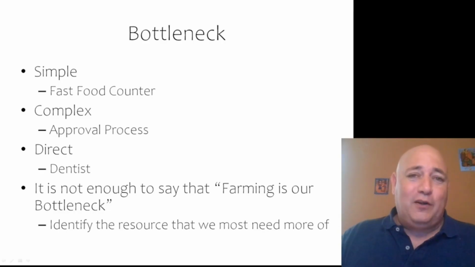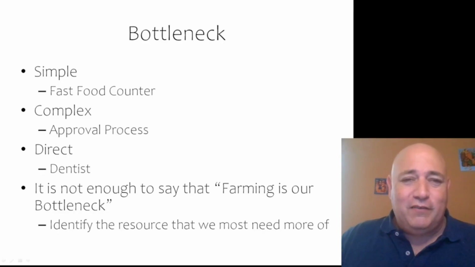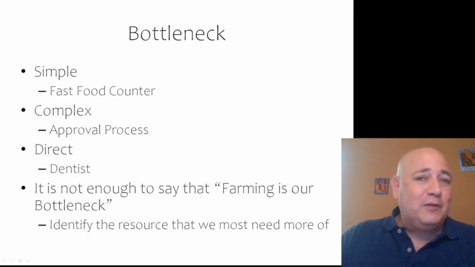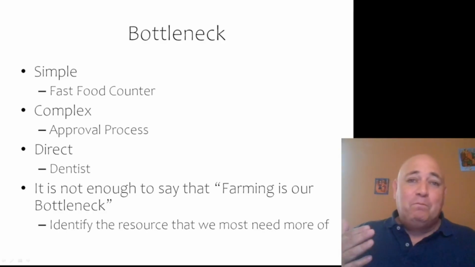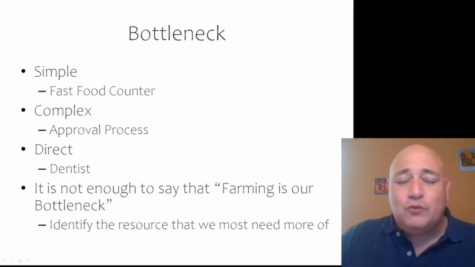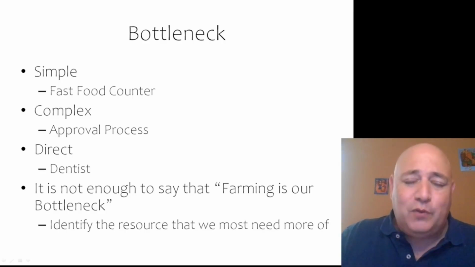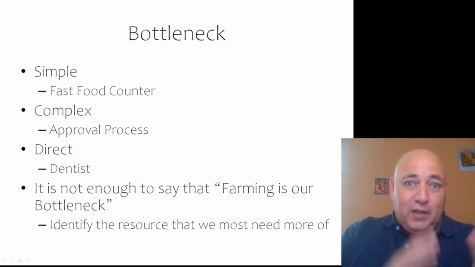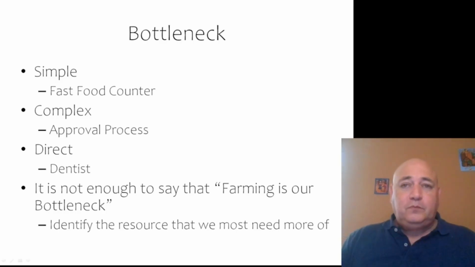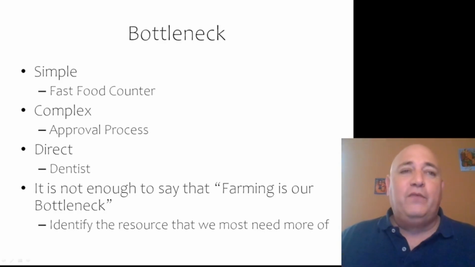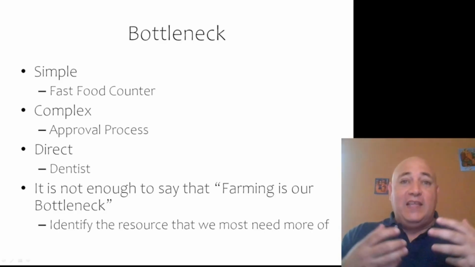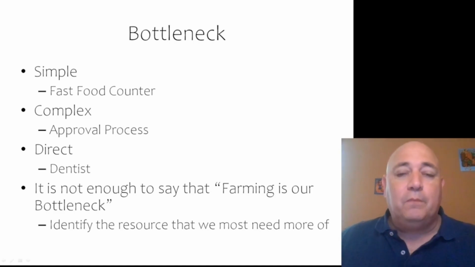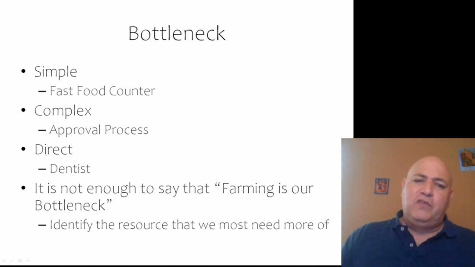First off, farming is not a resource; it's a set of activities. So it could be how we water on the farm, how much daylight is on the farm, how many cows we have, or how many plots we have. It has to be a resource and not just a general catch-all term, right? So we want to identify the resource which is in the most need of more. So that's kind of the structure of the bottleneck.